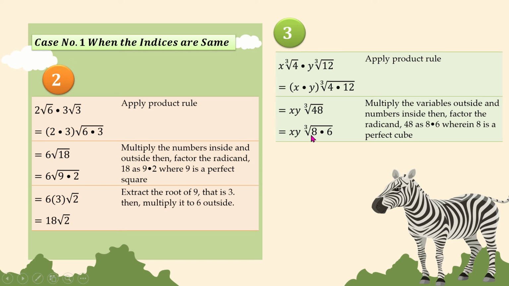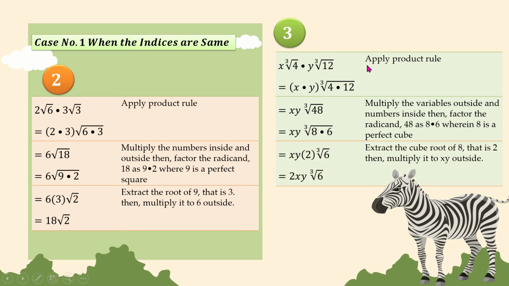Okay, 2 times 2 times 2. Therefore, xy. Cube root of 8 is 2. Then, cube root of 6, none. Since 6 is neither a perfect square nor a perfect cube, it remains inside the radical symbol. So after extracting the cube root of 8, that is 2, multiply it to xy outside. So 2 times xy is 2xy. Copy cube root of 6. Okay, so that serves as our final answer for examples 2 and 3.